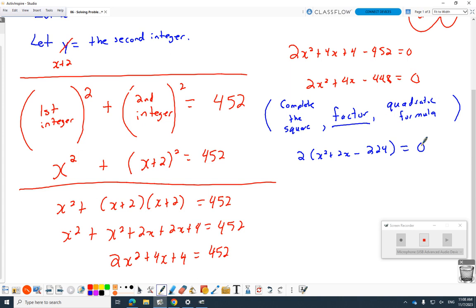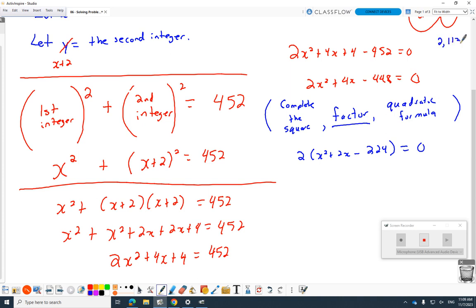Now, two numbers that multiply to 224 but add to 2, you might give up at that point and go, I'm going to switch and do quadratic formula. But there's something about this question that tells me this must work. So I get my calculator out and I go, okay, multiplies to 224. 2 must work. 224 divided by 2 is 112. That's never going to add to 2.